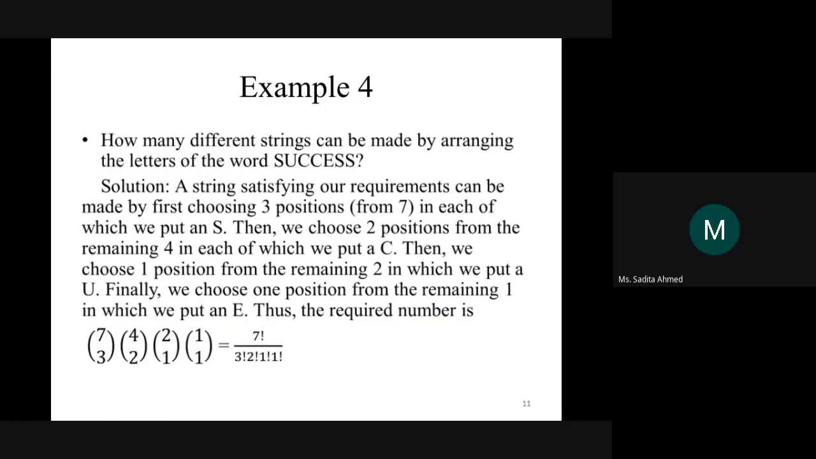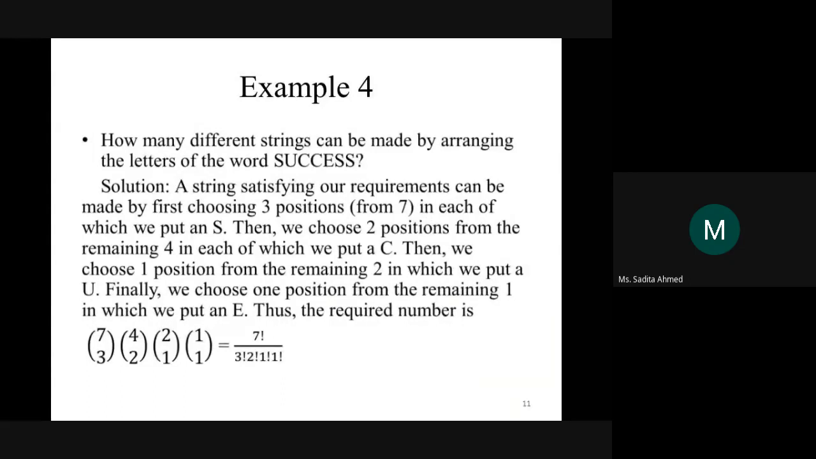Because already 5 positions have been taken. All right. So we have 2 positions left, and we have to pick one of these two positions. So for U, there are 2C1 ways to place U in this string. And once you've placed U, the only other choice is one position left, one option left for E. So 1C1, right?